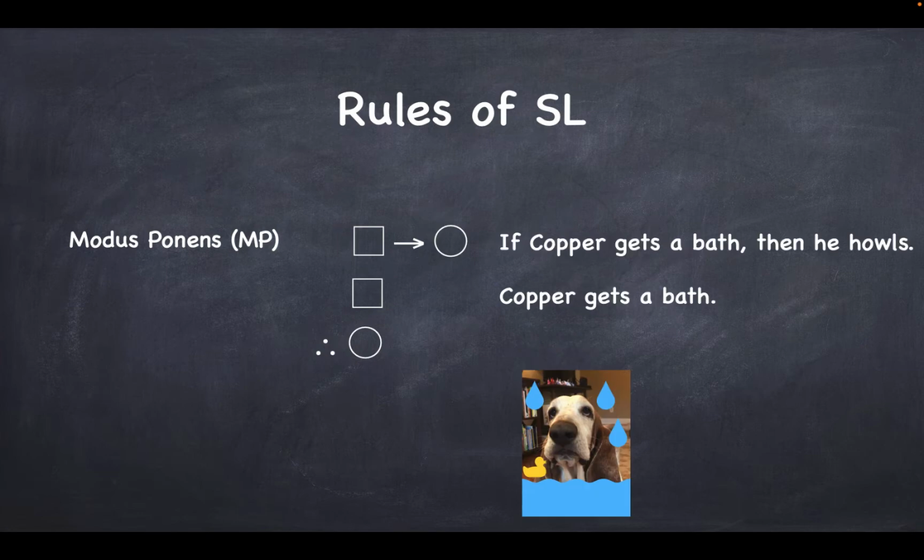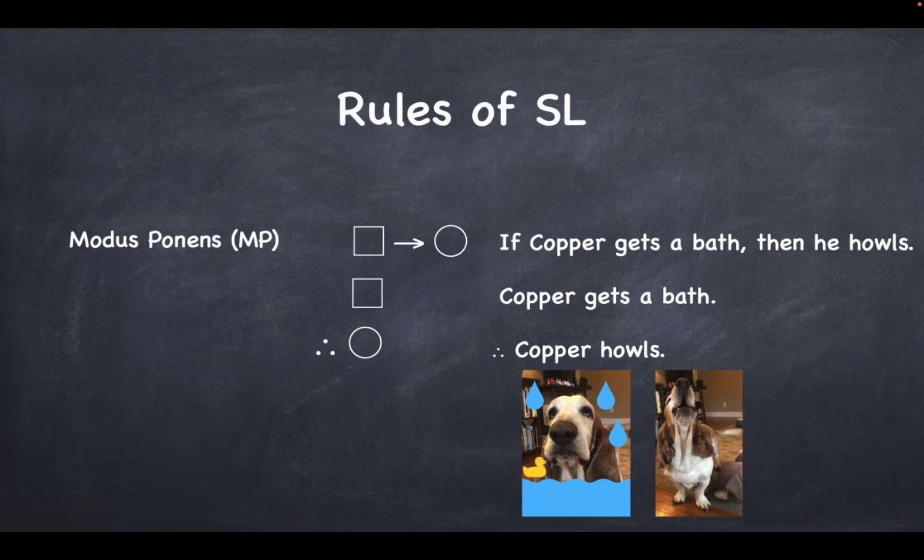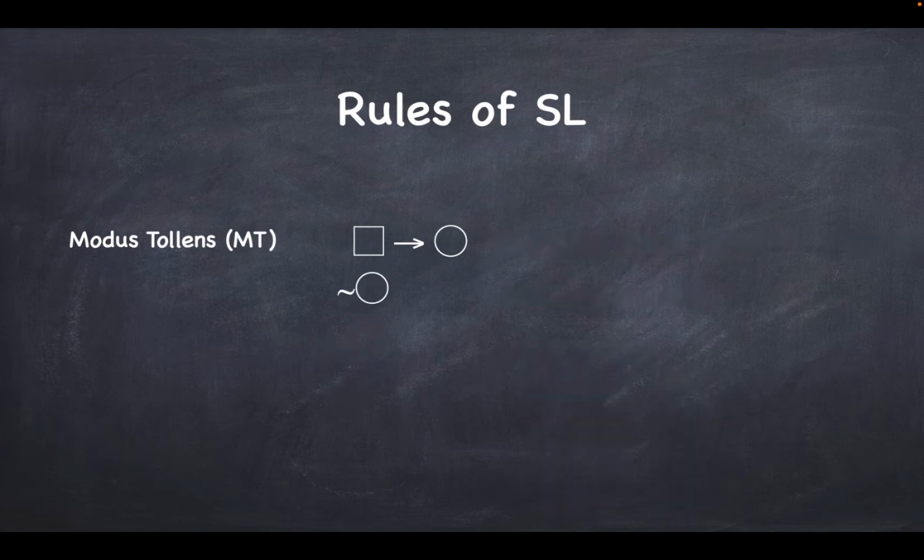Intuitively, this makes sense that this is valid. If Copper gets a bath, then he howls. Copper gets a bath. So what do you know? Therefore, Copper howls. You know that his getting a bath suffices for his howling. You know that he's getting a bath, so even if you can't hear it, you know he's howling. And if he's not, then that conditional must not have been true, right? It must not have actually been true that if Copper gets a bath, then he howls. So if you have the true conditional and you have its antecedent, you can conclude its consequent.